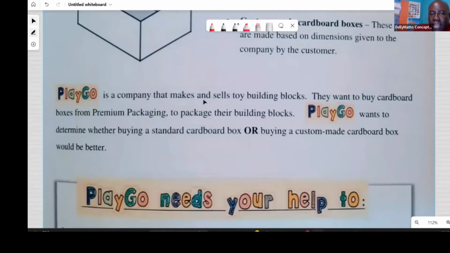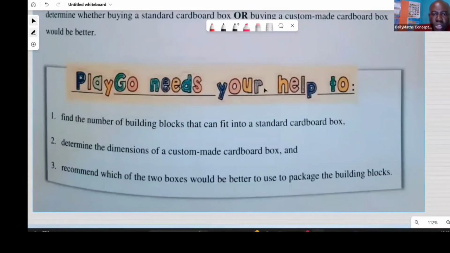Plego is a company that makes and sells toy building blocks. They want to buy cardboard boxes from premium packaging to package their building blocks. Plego wants to determine whether buying a standard box or buying a custom-made box would be better. Plego needs your help too. One, find the number of building blocks that can fit into a standard box, determine the dimensions of a custom-made box, and recommend which of the two boxes would be better to use to package the blocks.